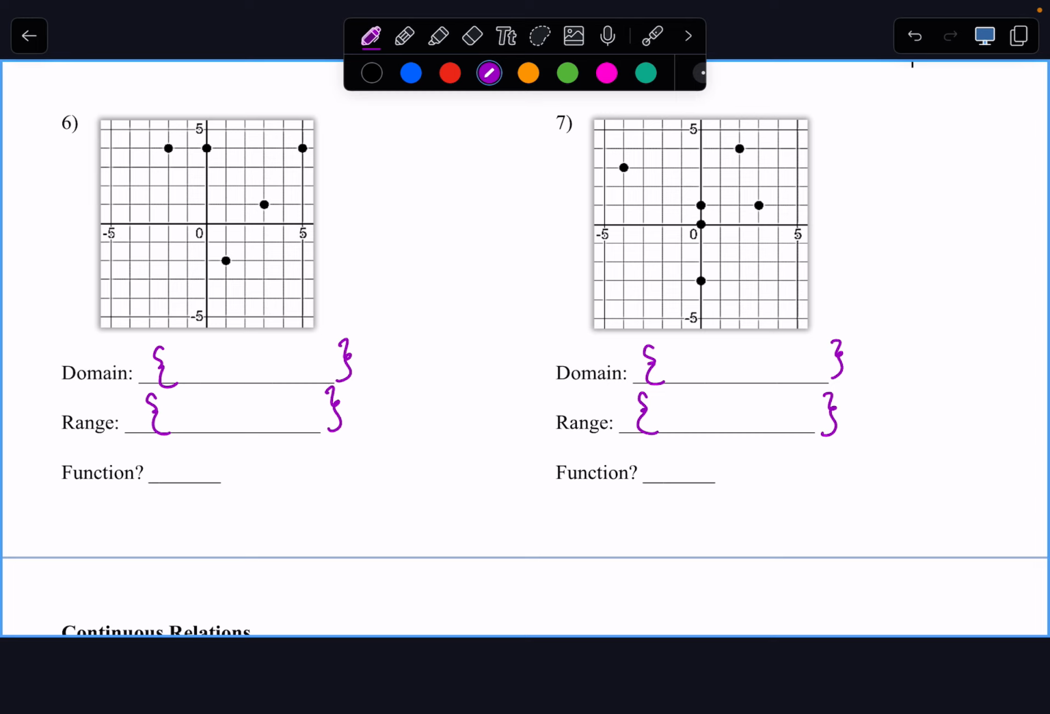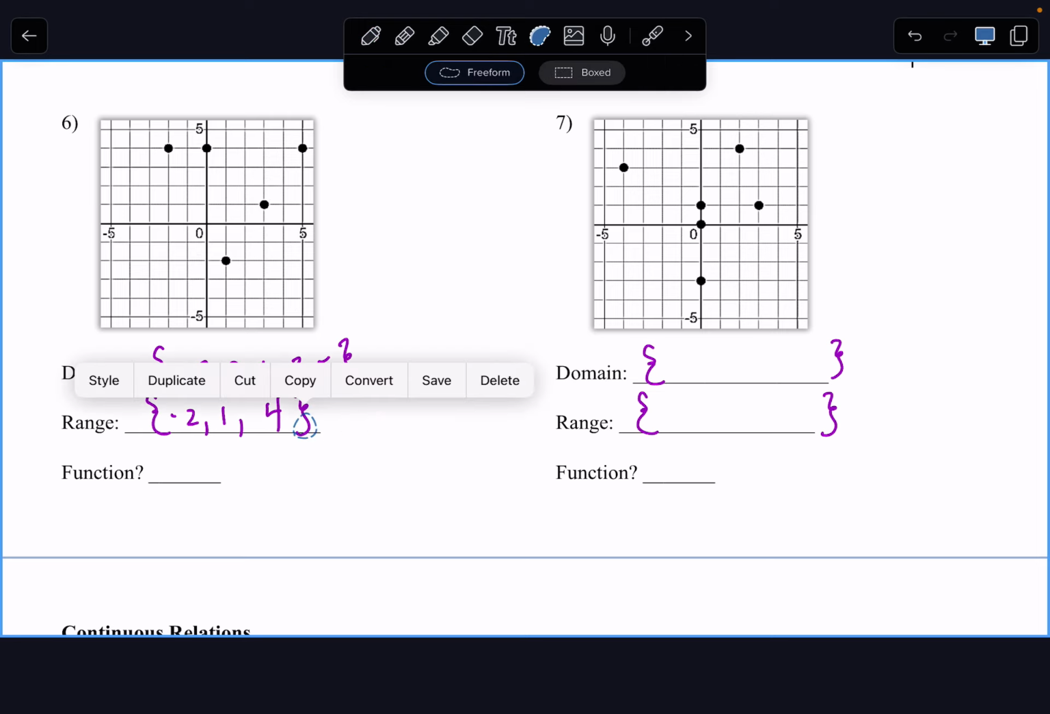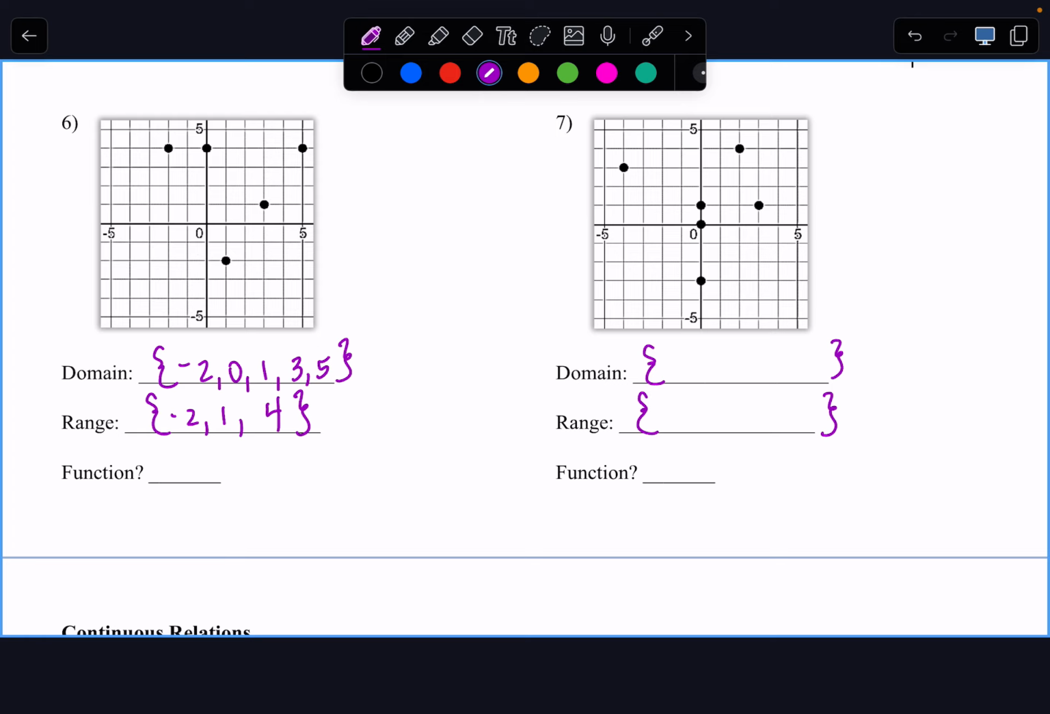All right, for number 6, is your domain -2, 0, 1, 3, 5? Does that sound right? Is your range -2, 1, 4? Does that sound right? Okay, there's more x's than y's. Is it a function? It is a function.